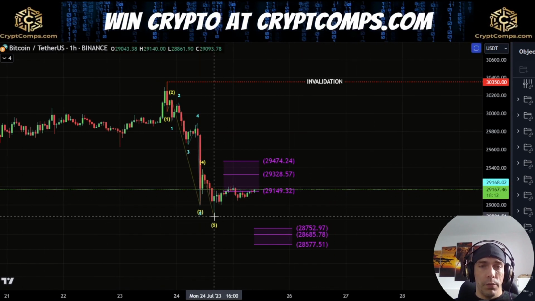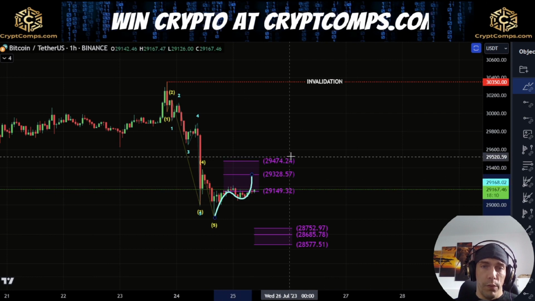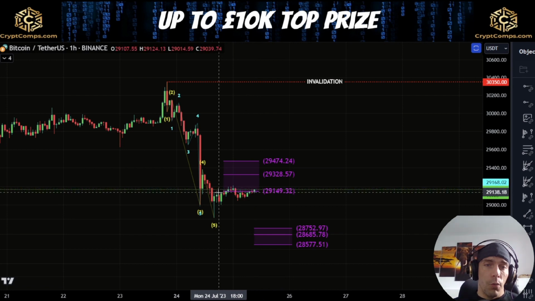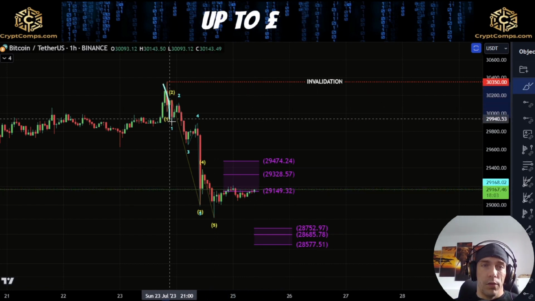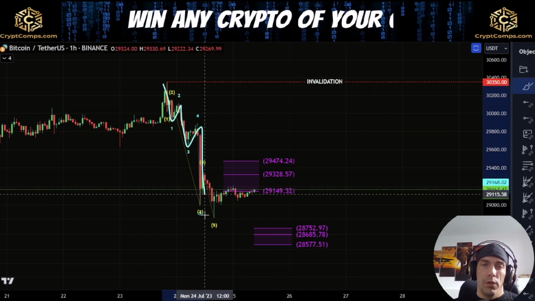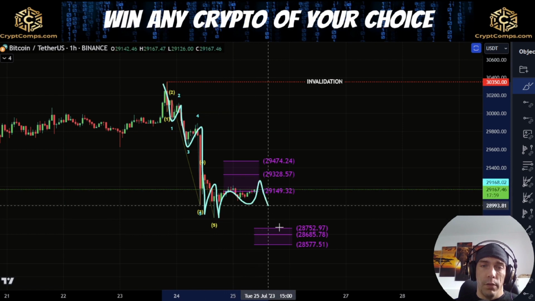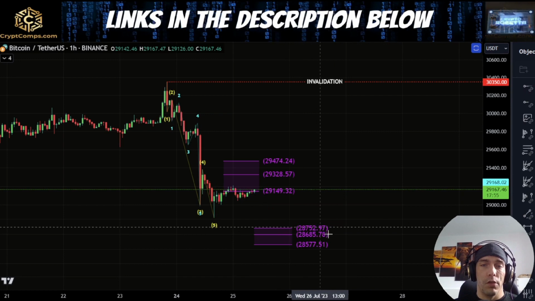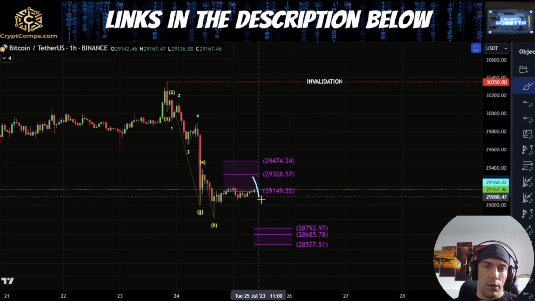Now, I'm also being mindful that if we do just see a 3-wave move up here and we fail to break back above this 29,474, what we could have is that actually this is 1, 2, 3, 4, 5, and then we still have an additional fourth and a fifth. So if that's the case, then this 28,752 is going to be our target to the downside.